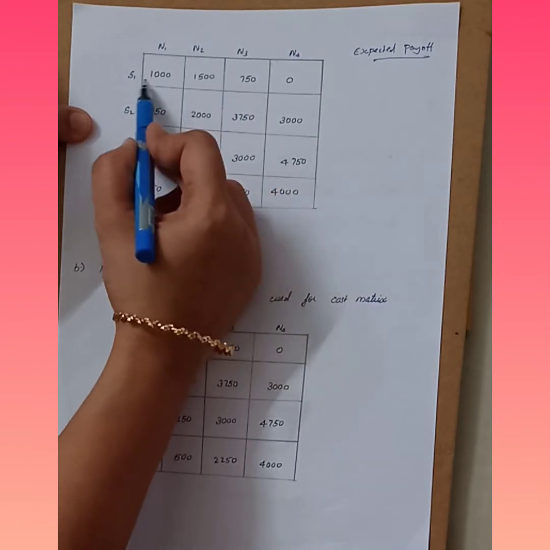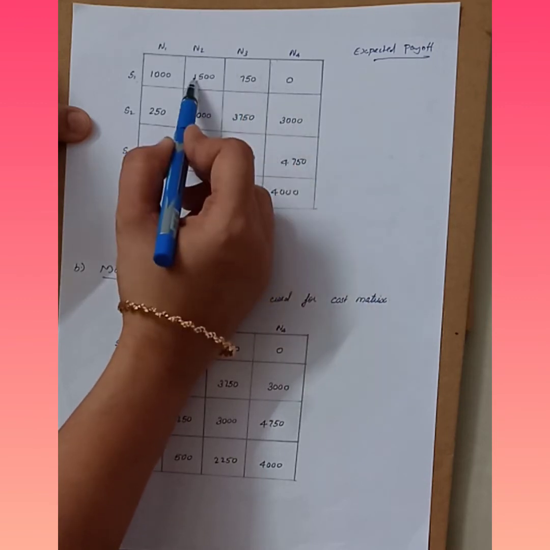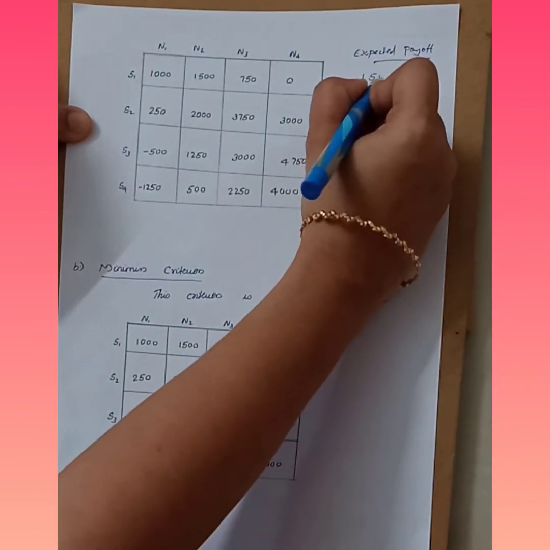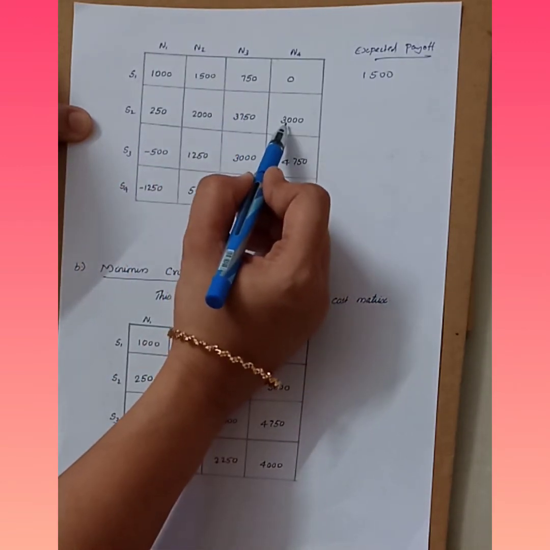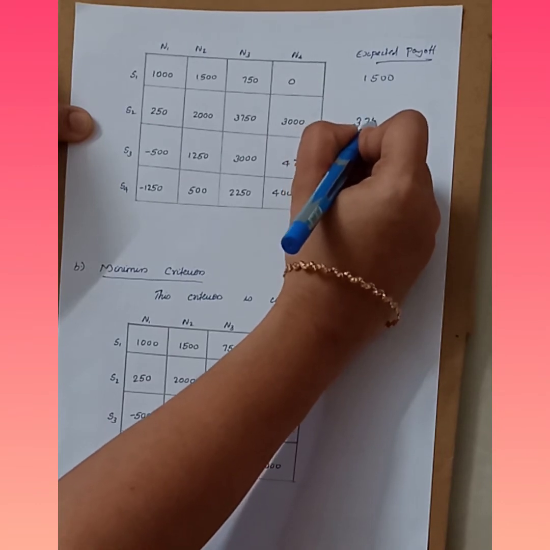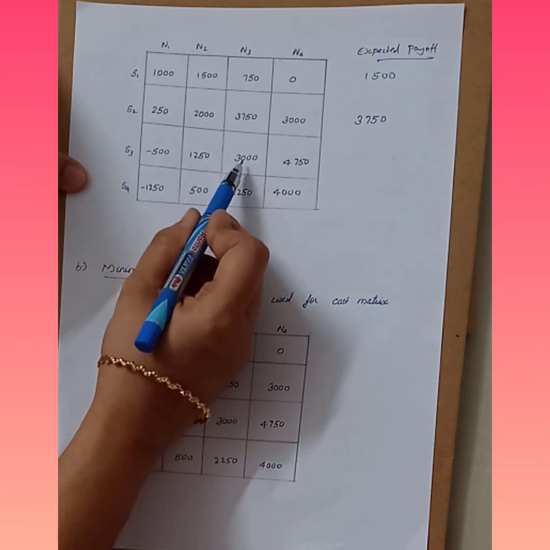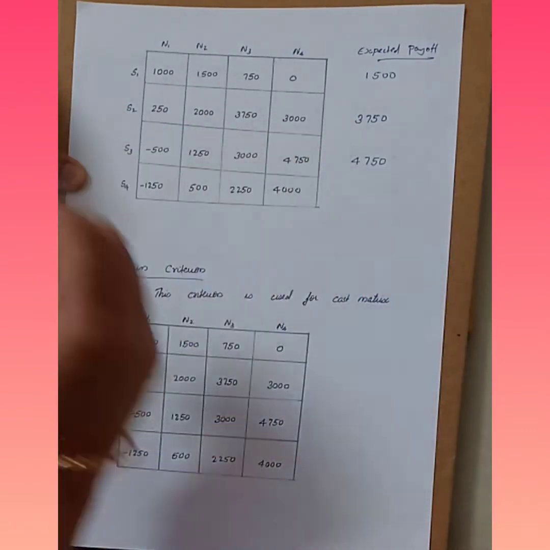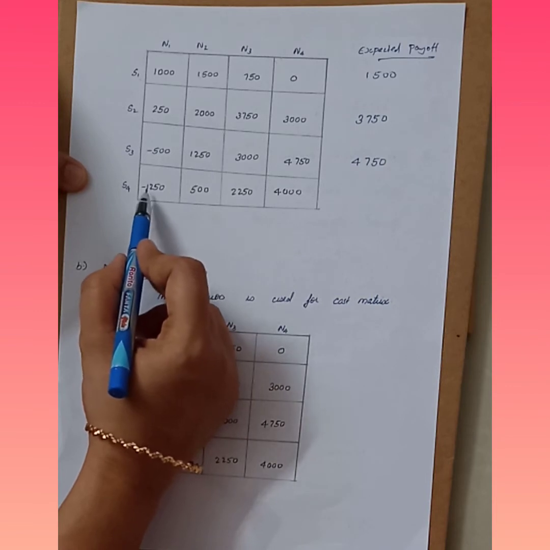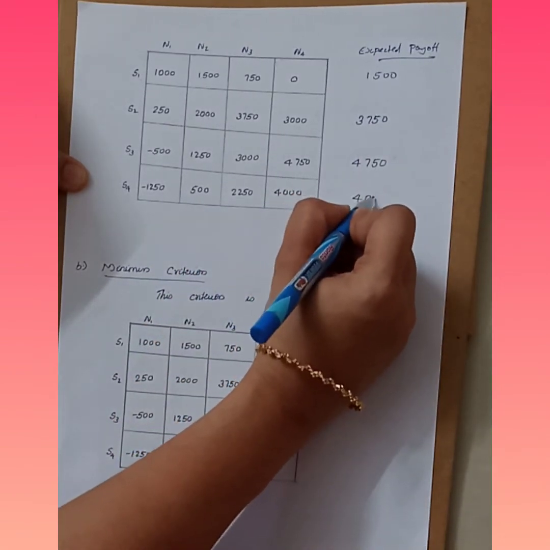Now look at the first alternative S1: 1000, 1500, 750 and 0. The maximum value is 1500, so I write the maximum value there. Then for the second strategy, you take 250, 2000, 3750 and 3000. Here it is 3750. Then the third strategy: minus 500, 1250, 3000, 4750. Here 4750 is the maximum value. And for the fourth strategy: minus 1250, 500, 2250 and 4000. So 4000 is the maximum value, right?